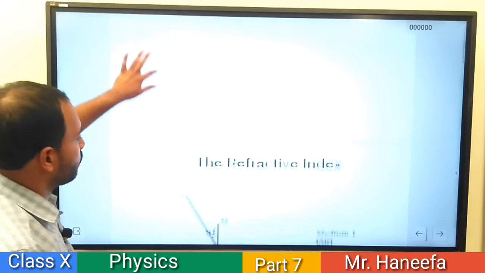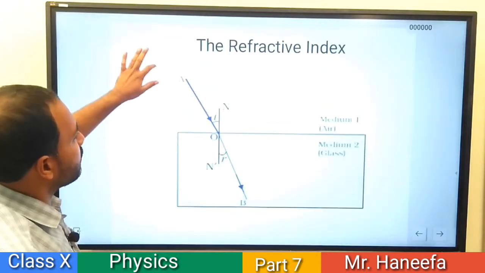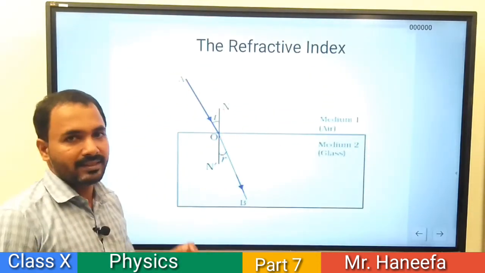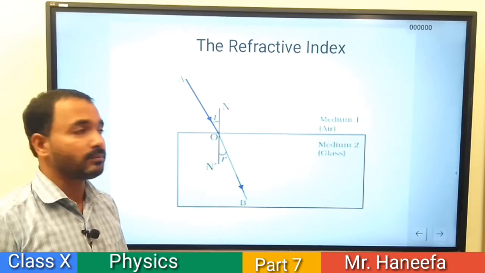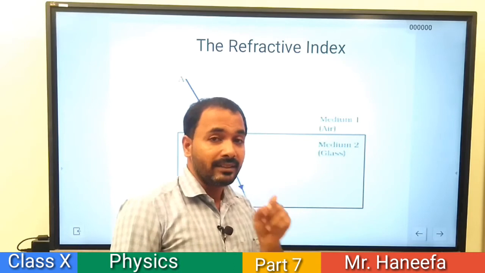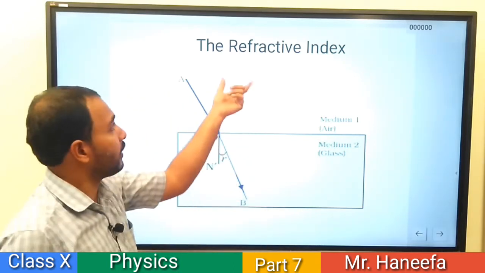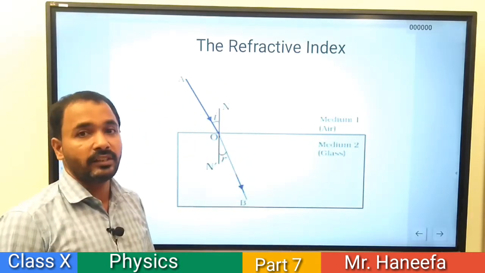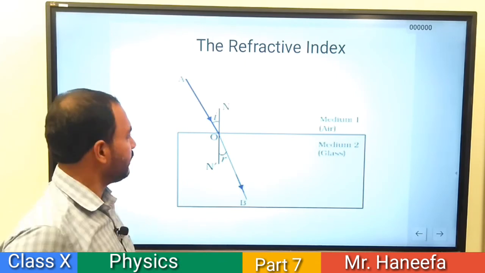So we know refractive index means it is a constant. The sine of the angle of incidence to the sine of the angle of refraction is equal to a constant. That constant is called refractive index. It is denoted by a small letter n.